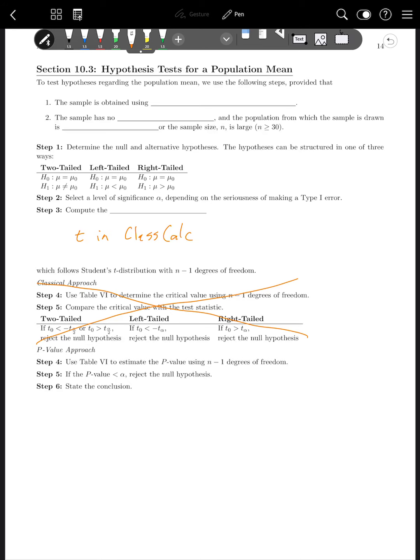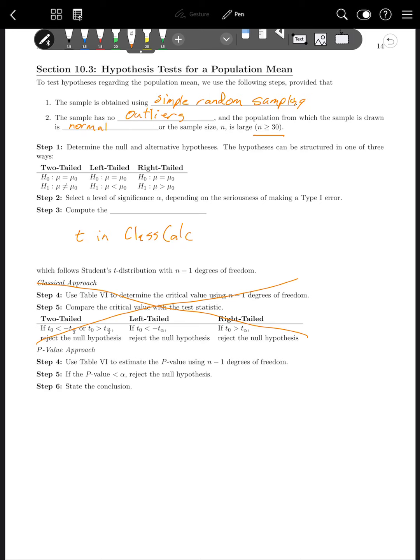In section 10.3, we're going to do fairly similar to what we did in section 10.2, which is take what we know about how to do hypothesis tests and do them for the mean. In order to do a hypothesis test for the population mean, two things have to be true. The sample has to be obtained using simple random sampling, and the sample can have no outliers, and the population from which the sample is drawn is normal, or the sample size is large enough and has to be greater than or equal to 30.